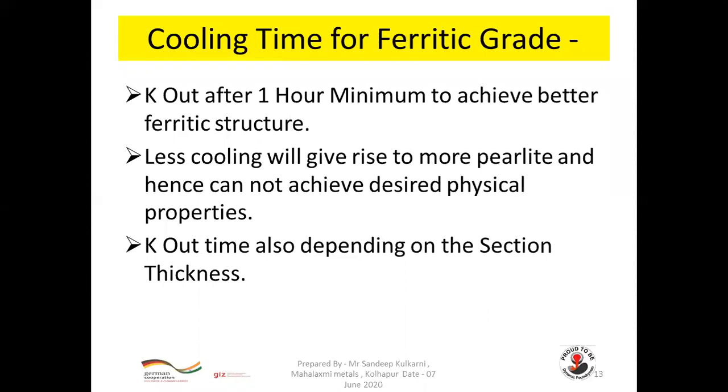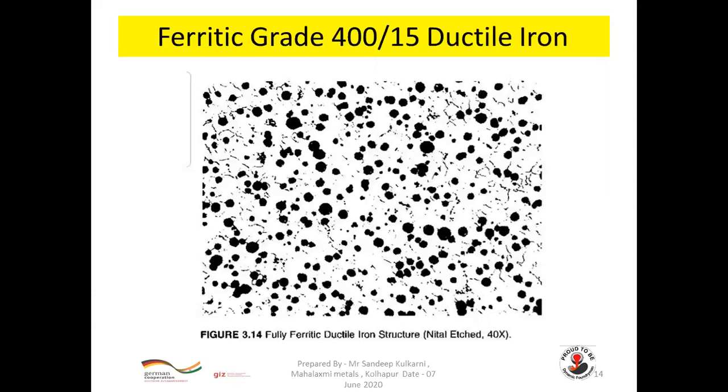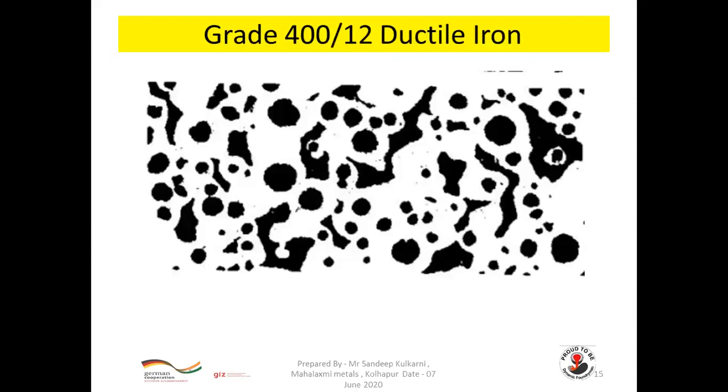Cooling time for ferritic grade. Knockout after 1 hour minimum to achieve better ferritic structure. Less cooling will give rise to more pearlite structure and hence cannot achieve desired physical properties. Knockout time also depends on section thickness. This is a microstructure of 400/15 grade ductile iron. This is a microstructure of 400/12 ferritic grade ductile iron.